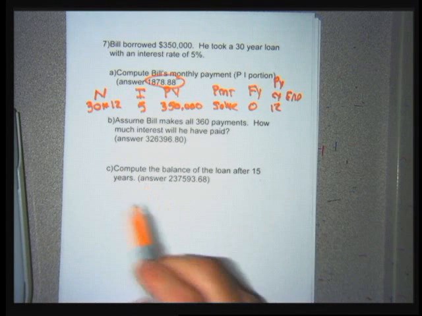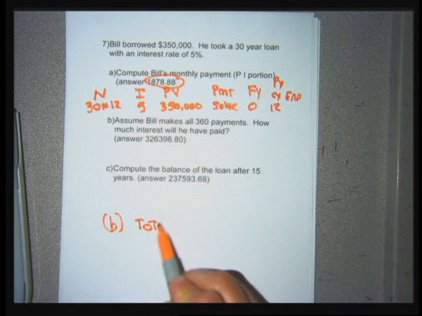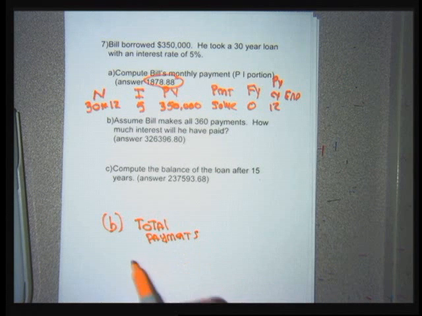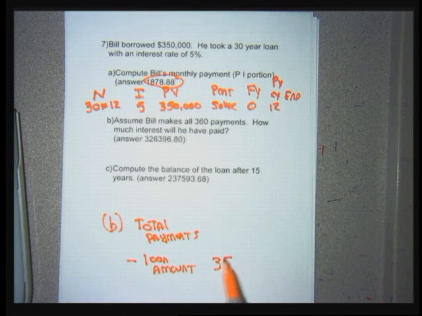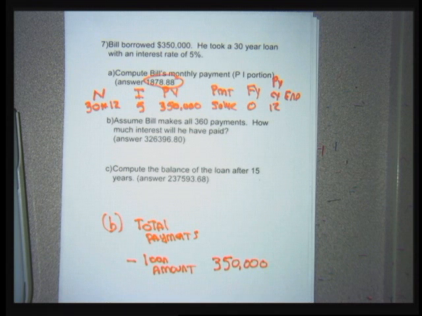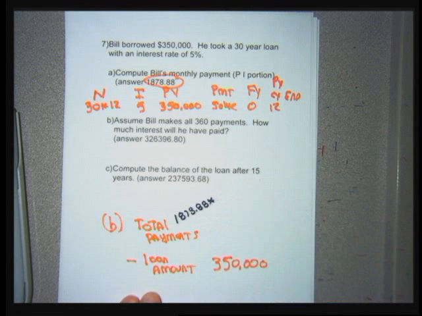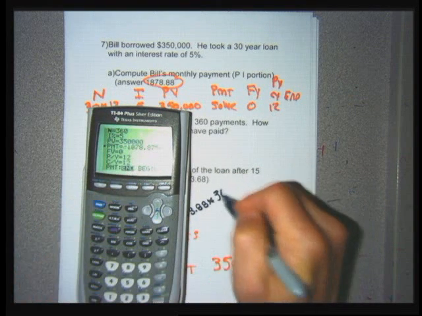Part B, I'll sneak down here. For part B, to figure out the total interest, you take the total of your payments less the loan amount. The difference between the amount that you pay and the amount that you borrowed is your total interest. His loan amount was $350,000. His total payments is going to be the $1,878.88 times the number of payments, and that's 360 payments. If you looked at your N when you did the 30 times 12, you got 360 payments.